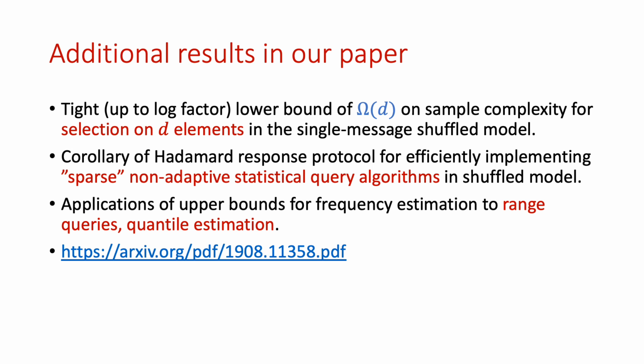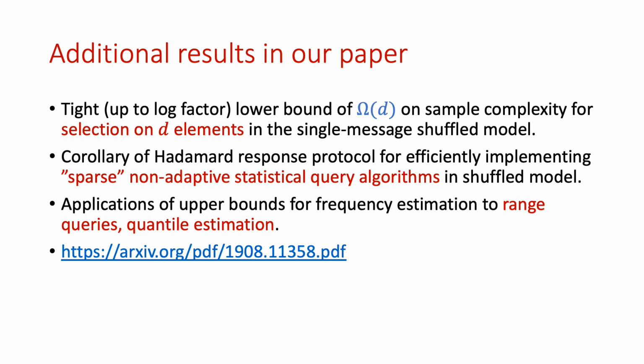So we have several additional results in our paper. First, we show a lower bound on the sample complexity of the selection problem in the single message shuffle model. For the selection problem of D elements, we show a lower bound of omega D, and this is tight up to a log factor because it's known that you can solve this problem with O of D log D samples.